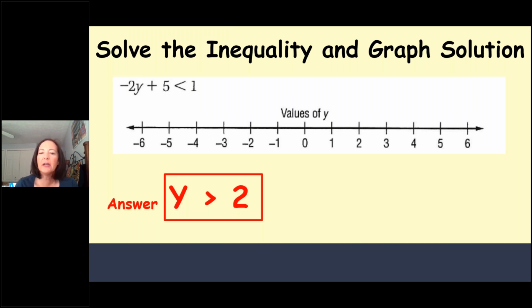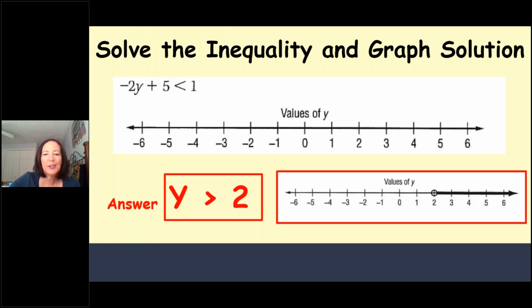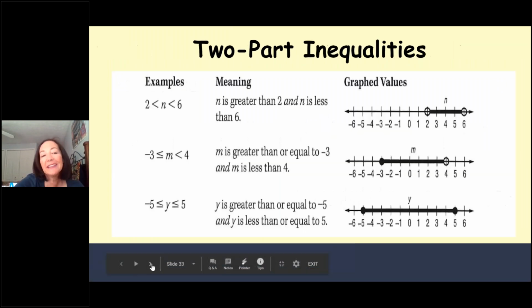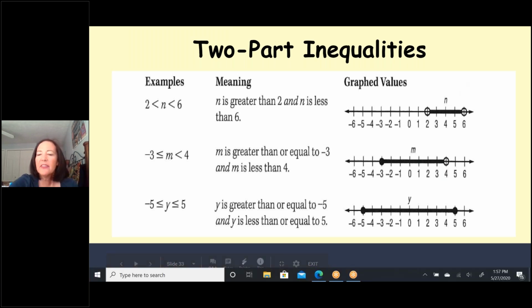Okay. Now think about the arrow. The arrow would go to the right. No, it would go to the left. Oh, no. Oh, it goes to the right. It does go to the right. This was a really, really tough problem. That's awesome.